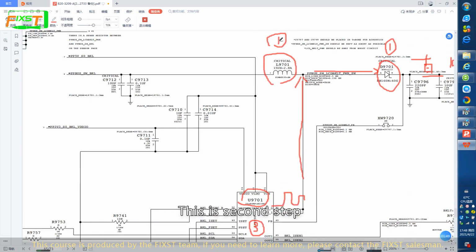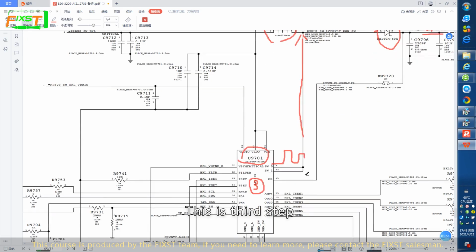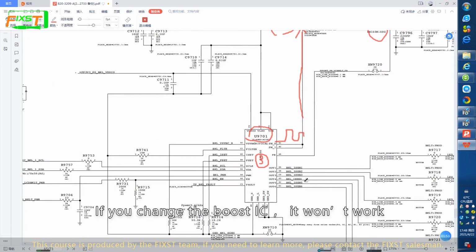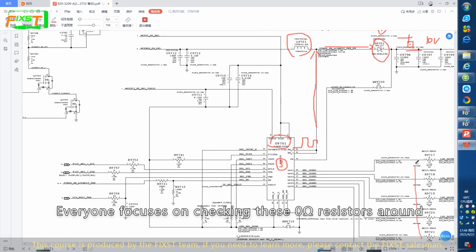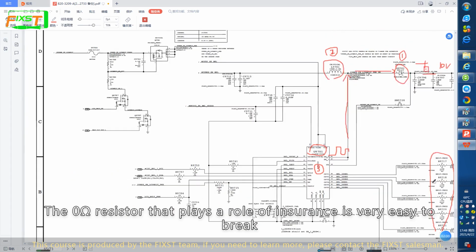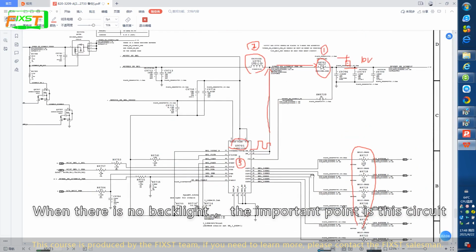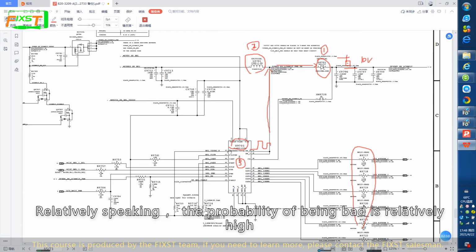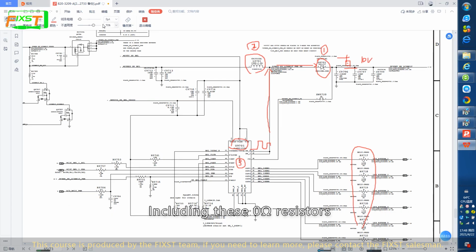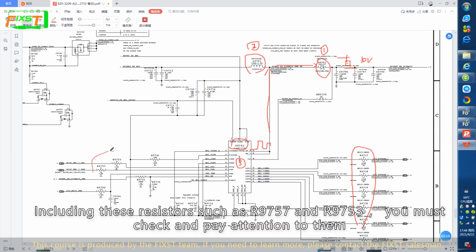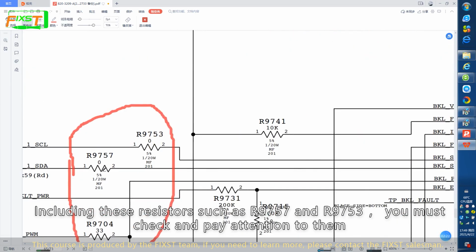This is second step. This is third step. If you change the boost IC, it won't work. Everyone focus on checking this zero-ohm resistor around. The zero-ohm resistor that plays a role of insurance is very easy to break. Remember here. When there is no backlight, the important point is the circuit. Relatively speaking, the probability of being bad is relatively high, including these zero-ohm resistors. Including this resistor, such as R9757 and R9753. You must check and pay attention to them.